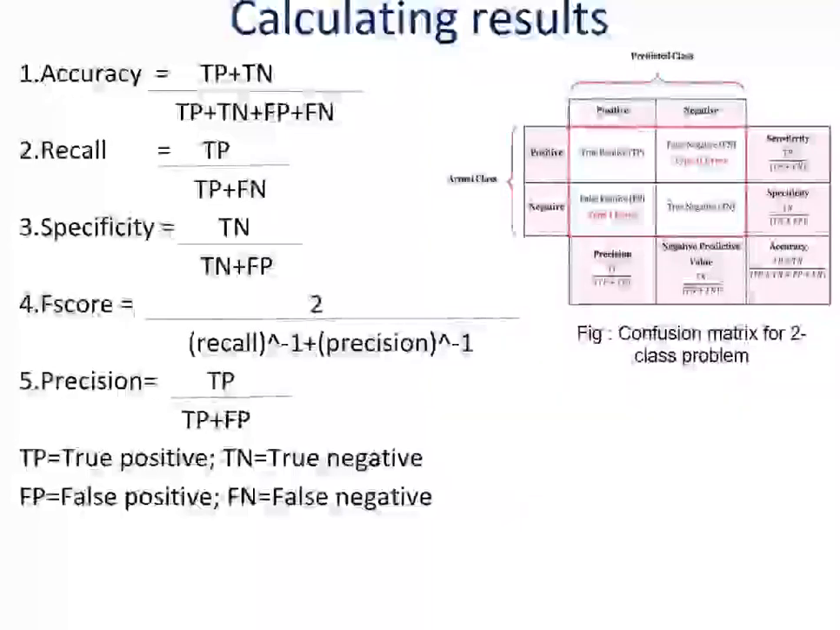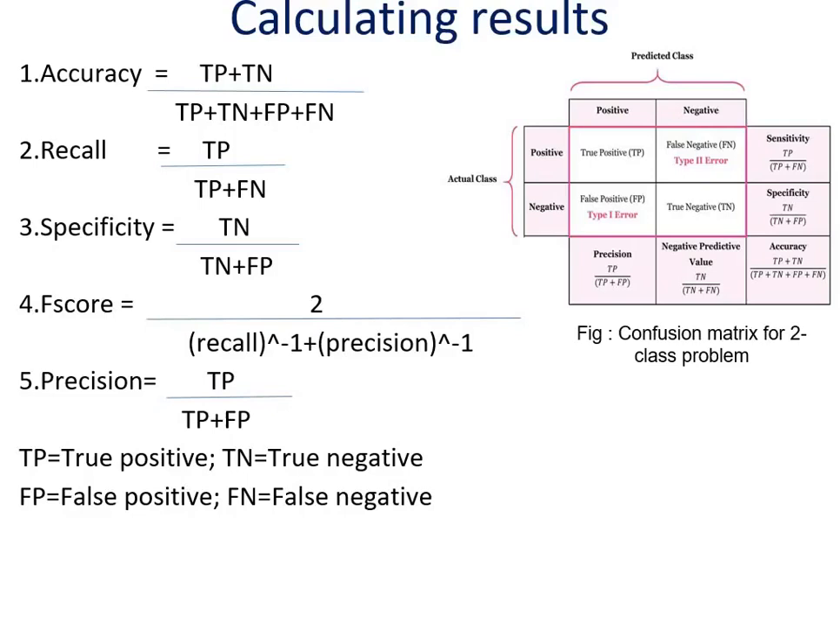In order to know the performance of a model, we need to have certain performance metrics like accuracy, recall, specificity, F-score, precision. For this, we need to have a confusion matrix. As shown in the figure, it is a 2-class problem, but in my project, I have a 6-class problem. Confusion matrix contains actual classes and predicted classes. If the actual class is positive, and the predicted class is also positive, then it is true positive. If the actual class is positive and the predicted class is negative, then it is false negative. It is also called type 2 error.